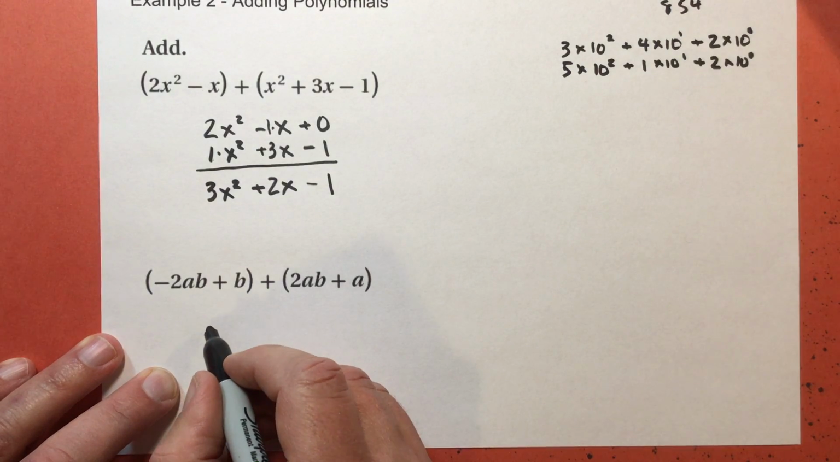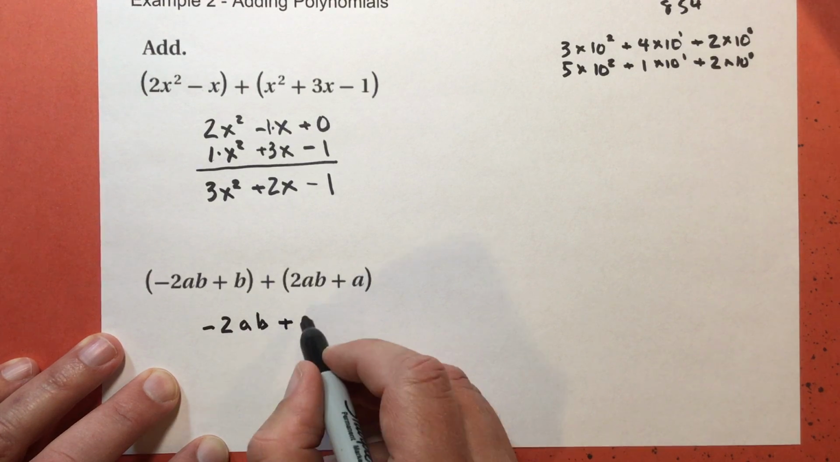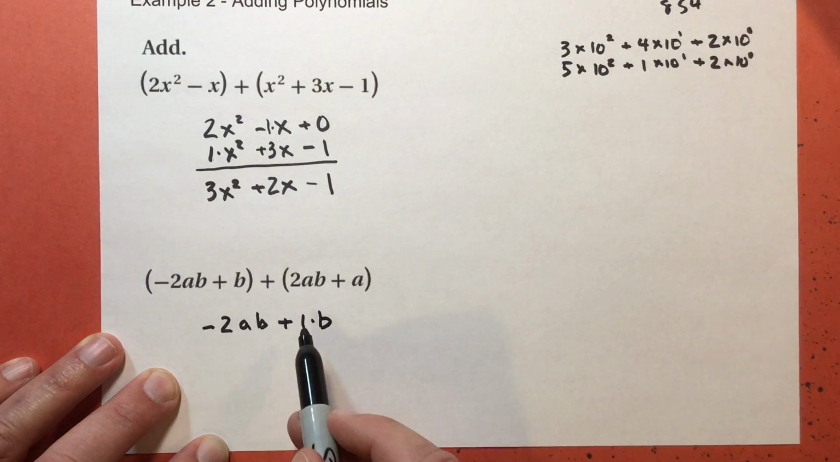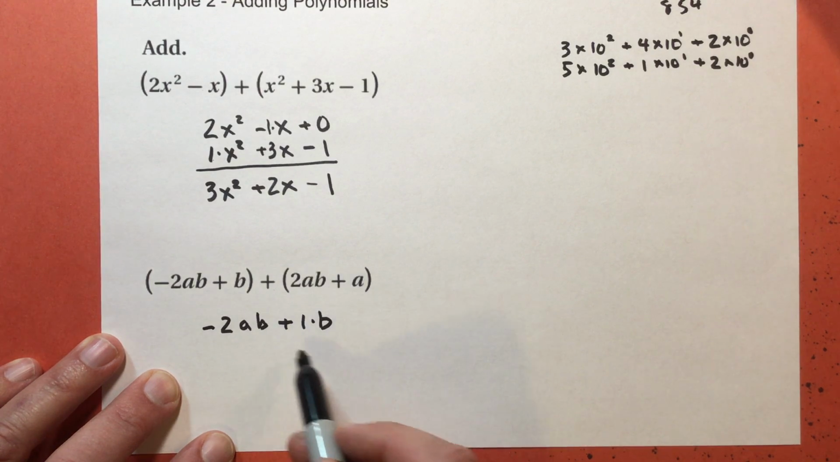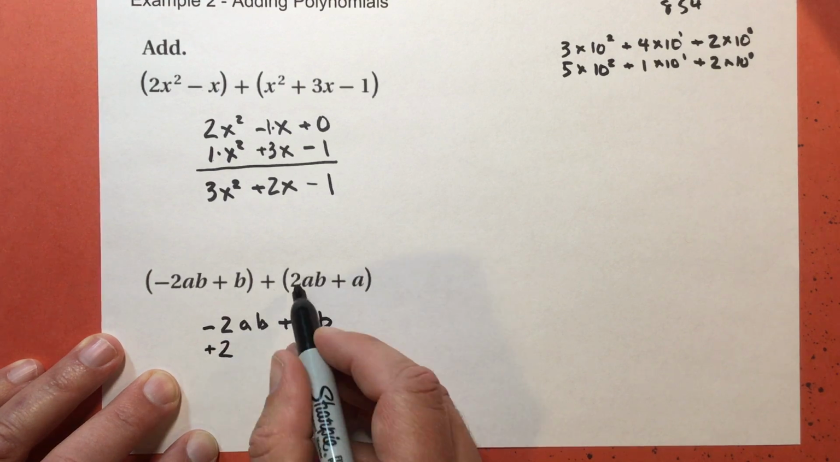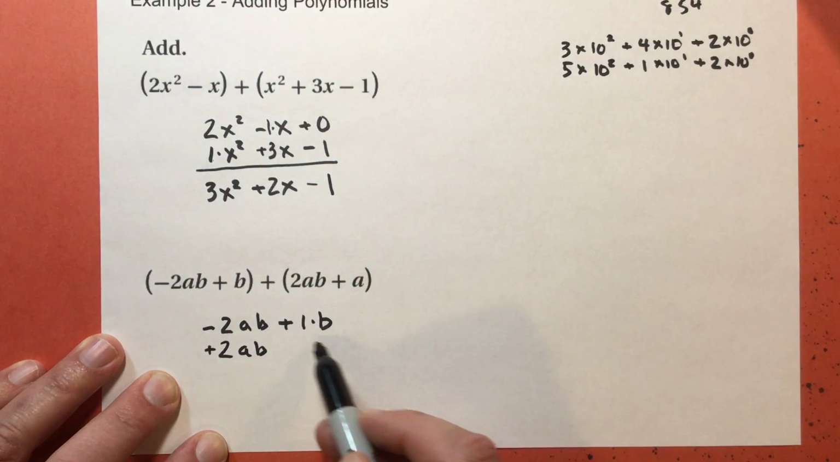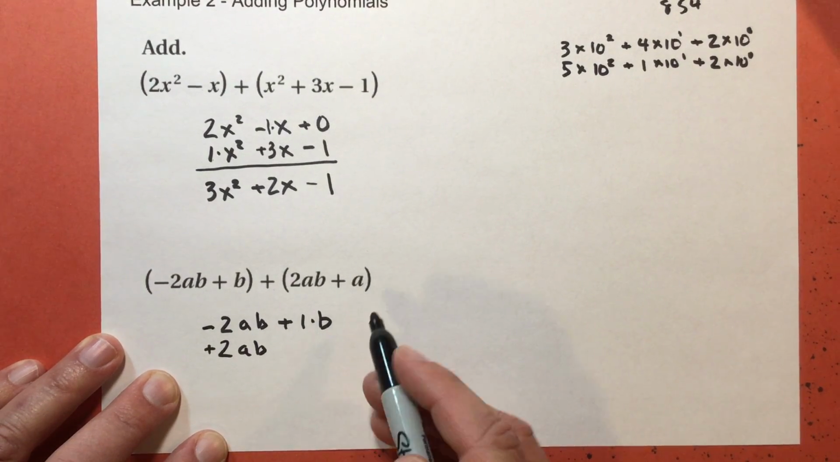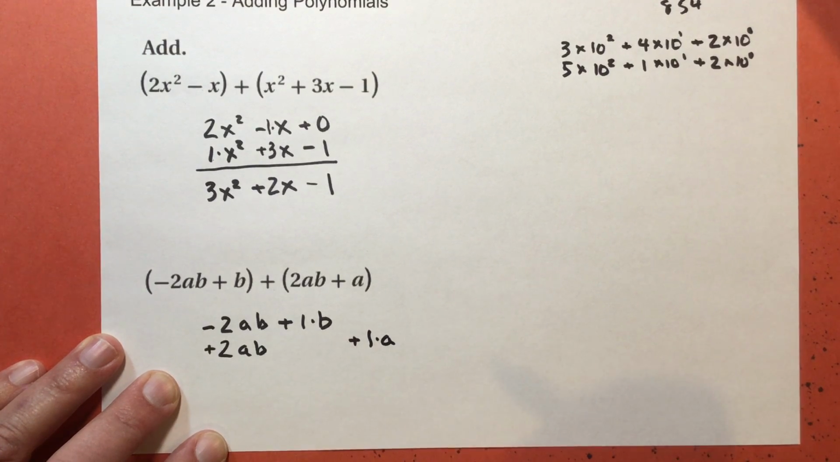So I'm going to try to write it like this. Negative 2a times b plus 1 times b. I put the 1 in there so we can see what it is. And for the second polynomial, I'm going to put positive 2. I'll put the plus sign because that's positive, 2ab. I don't have a b, so I'm not going to put it here. I have an a. So I'm going to put plus 1 times a over here on the side.